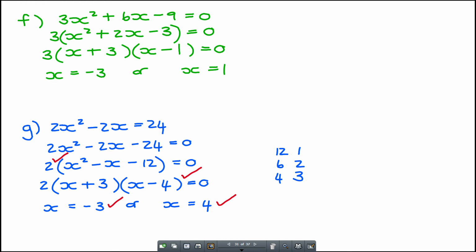Okay, so that's what I do in this first step. Then after that, I just got to go and factorize the trinomial. That gives me x plus 3, x minus 1. And that means that x will be minus 3 or positive 1.